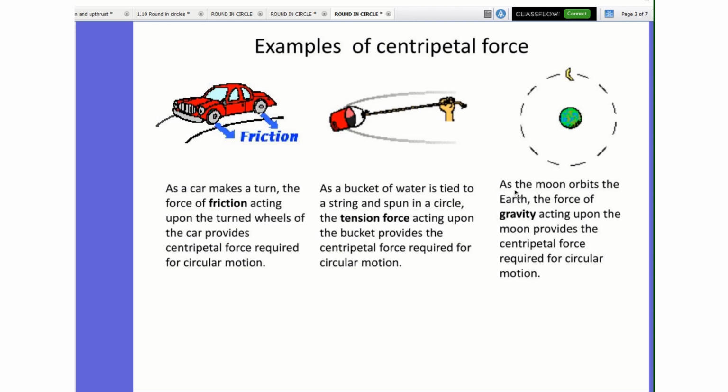Children, just recall the lesson Earth and Beyond. We studied about the moons, the stars, and the Earth and the other planets. They orbit around the sun. In this, as the moon orbits the Earth, the force of gravity acting upon the moon provides the centripetal force required for the circular motion.